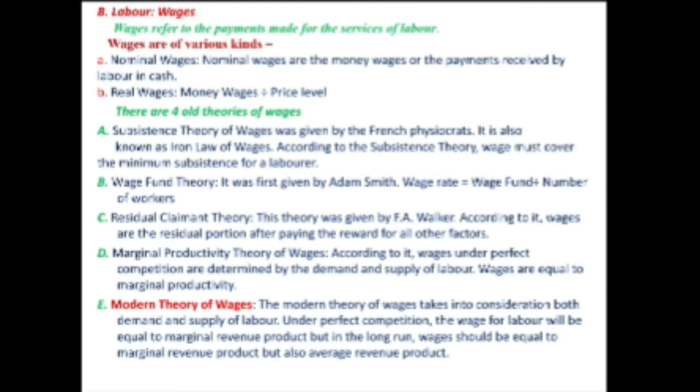Then we have marginal productivity theory of wages. According to it, wages under perfect competition are determined by the demand and supply of labor. Wages are equal to marginal productivity. Now we have the most important theory of wages, which is the modern theory of wages. The modern theory of wages takes into consideration both the demand and supply of labor. Under perfect competition, the wage for labor will be equal to the marginal revenue product. But in the long run, wages should be equal to the marginal revenue product and also equal to the average revenue product. So that is the idea.